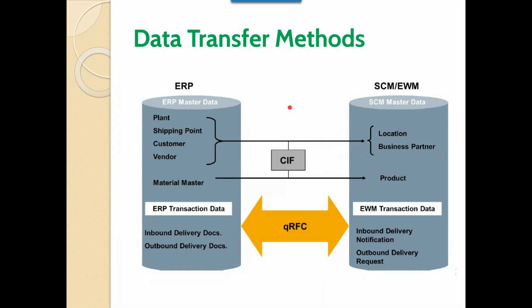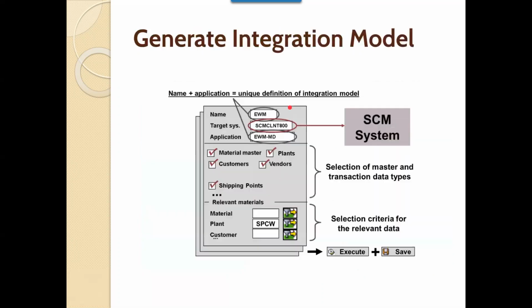This is data transfer methods. And yeah, SIF I talked about, right? This is the integration model where you are going to see. And then what is the integration model name? The target system where you are sending, that is SCM or EWM, we can say. And the application, so material master data. What are you sending? This is a transaction, usually, CFM1 transaction, I can say. So you are going to SIF: material master, plant, customer, vendor, shipping point to EWM.